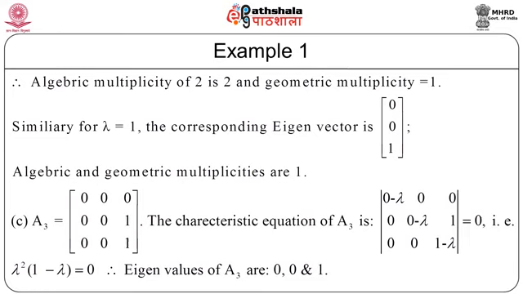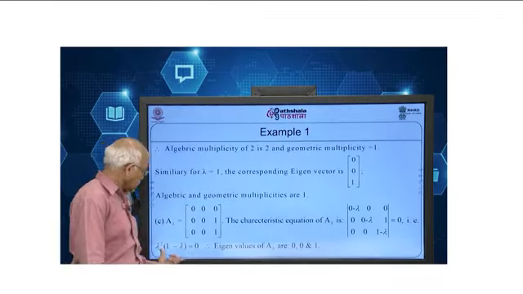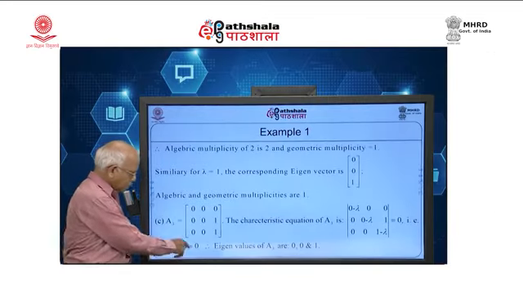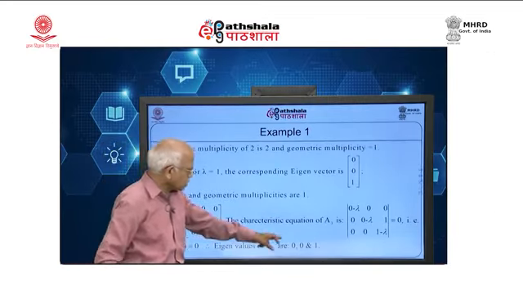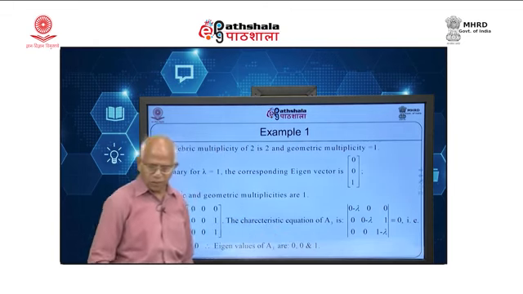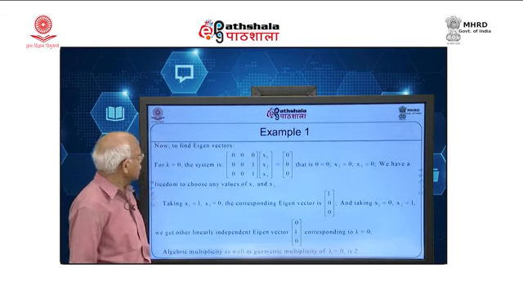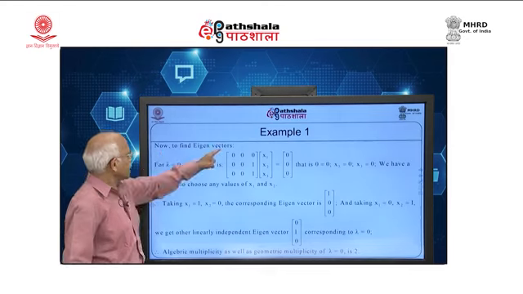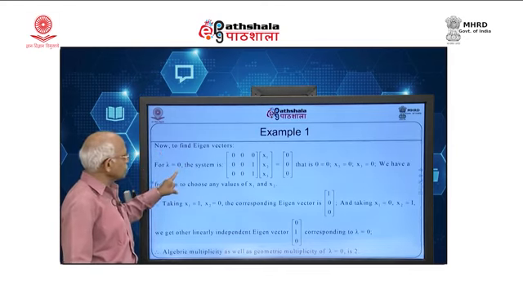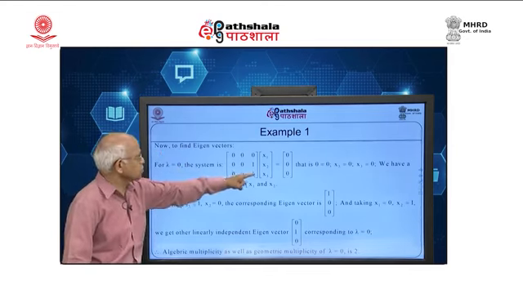For matrix A3, you can see that this is a very singular matrix. In fact, the characteristic equation of A3 is given by this, and we are getting lambda square into 1 minus lambda equal to 0. Therefore, eigenvalues are 0, 0 and 1. When eigenvalues are 0, 0 and 1, and if I find eigenvectors corresponding to lambda equal to 0, I have to solve this system of equations.